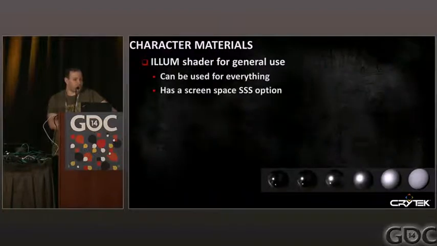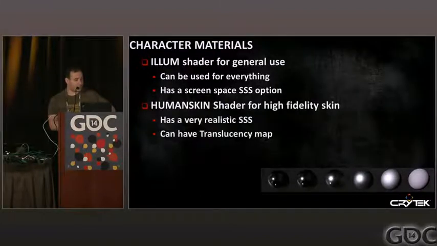So some of the materials we use for our characters, so the Illum, it's basically a material that we use on everything. Everything including environment, cloth, even our armors, our leather. It also has a very nice screen space SSS option that you can apply. Then we have our human skin shader for high fidelity skins. It also has an SSS, a little bit more realistic. It can also have a translucency map amongst other options.